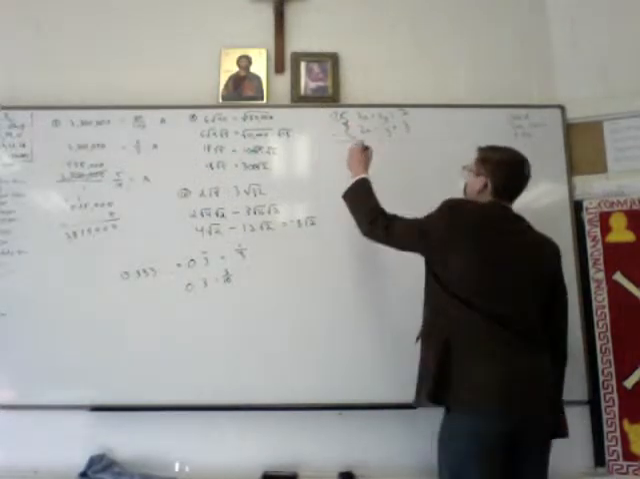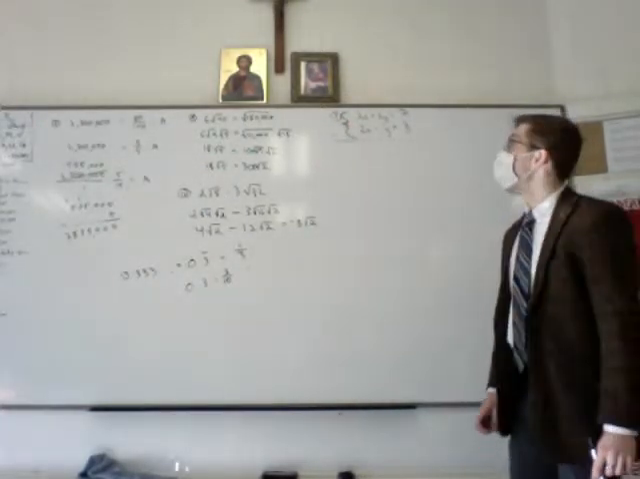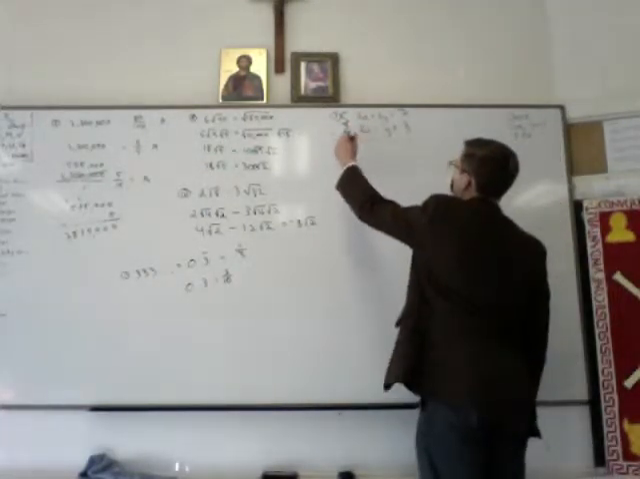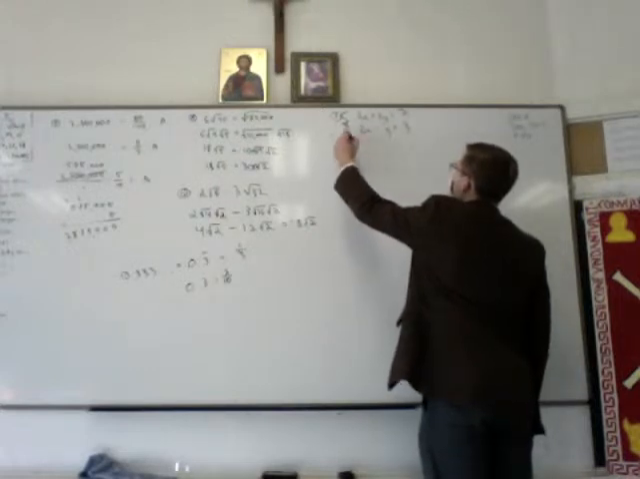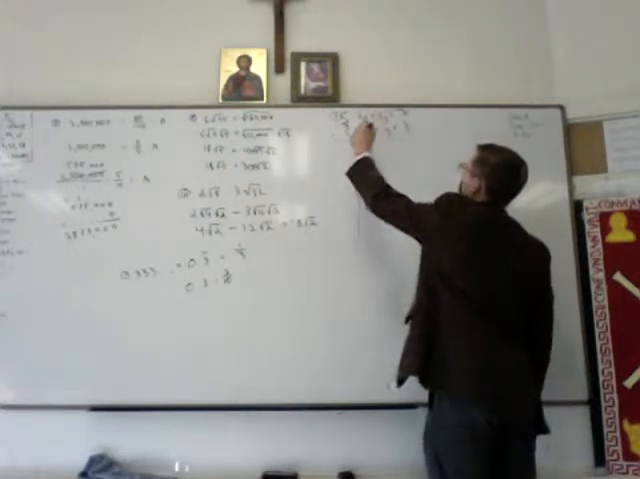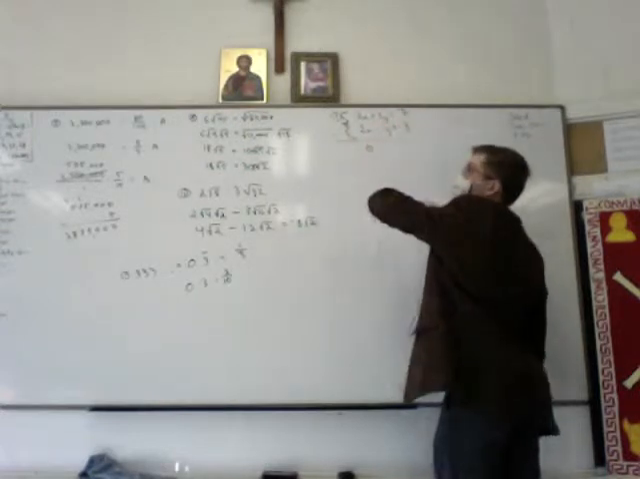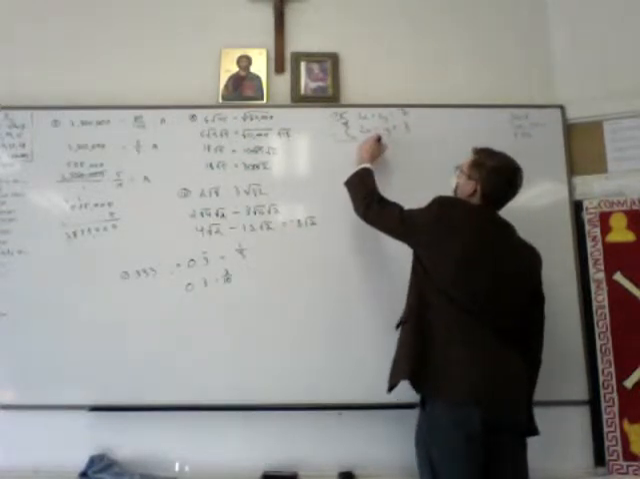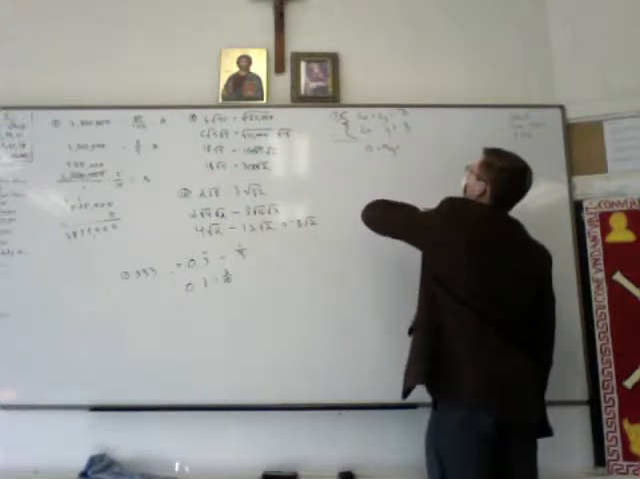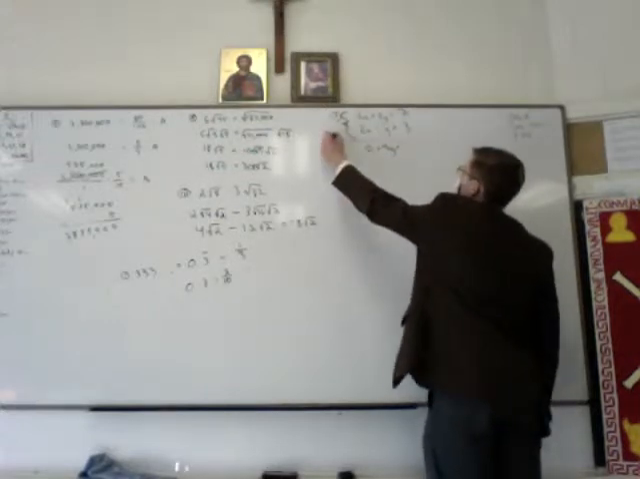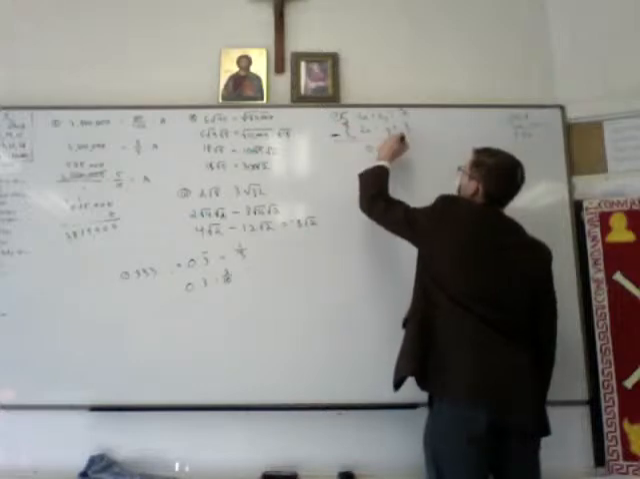Why don't we subtract them? x will cancel. What do I get? 2x minus 2x is what? 0. What about 3y minus negative y? 2y. No, minus negative y. Oh, 4y. Right. 0 plus 4y equals what? 4.